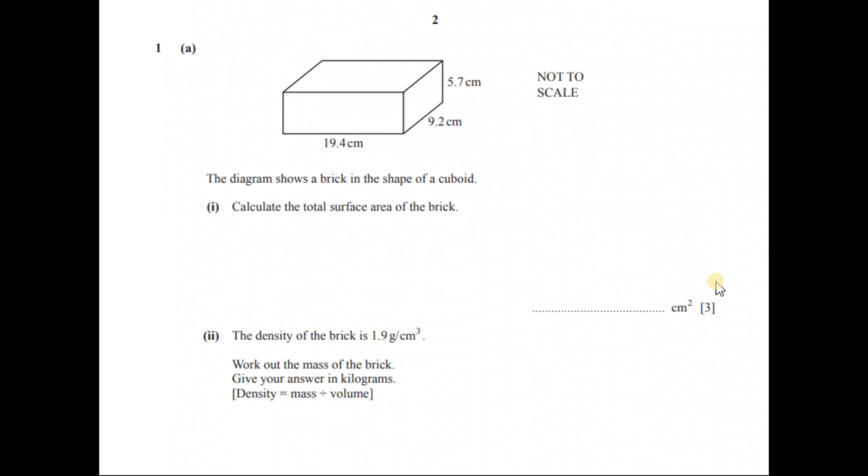So here first question is about the diagram shows a brick in the shape of cuboid. Okay, and we have to calculate the total surface area of this brick. So basically we have the length of the brick, which is given as 19.4 centimeter. We have the breadth of the brick, which is 9.2 centimeter, sorry. And then we have height of the brick, which is 5.7 centimeter.